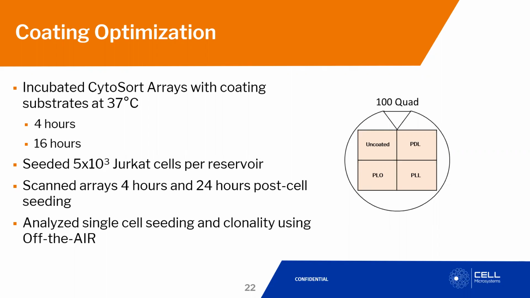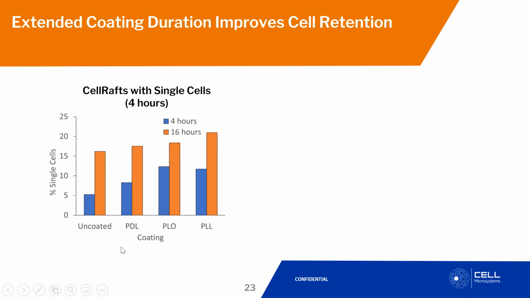We seeded 5,000 Jurkat cells per reservoir. These grow purely in suspension and they're really hard to attach. And then we scanned the arrays 4 hours post-cell seeding and 24 hours post-cell seeding to determine the number of single cells that were attached at all the time points and whether or not those cells would remain attached over the first 24-hour period.